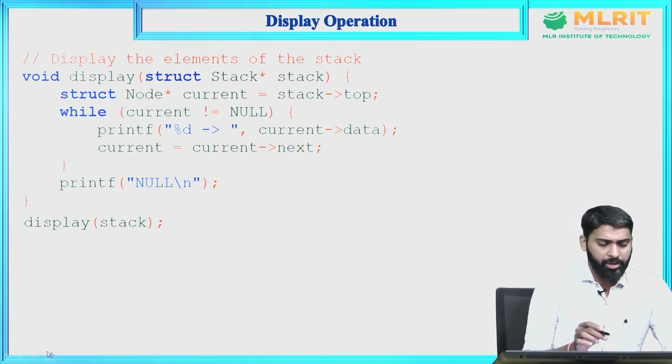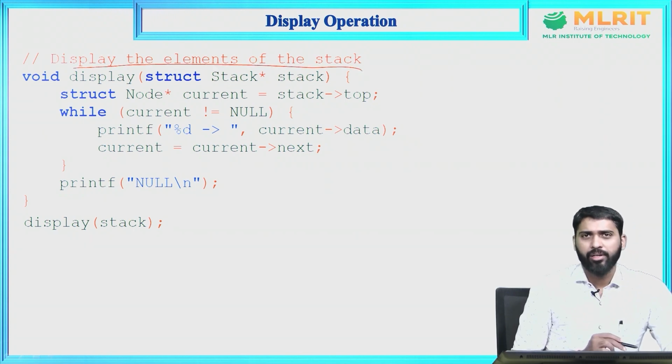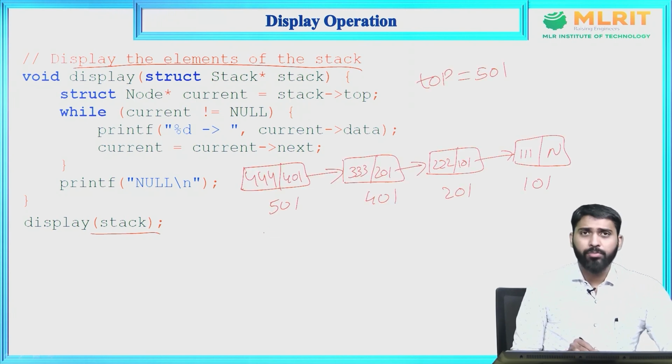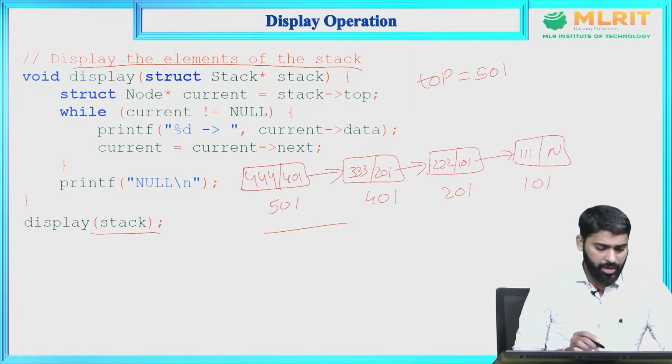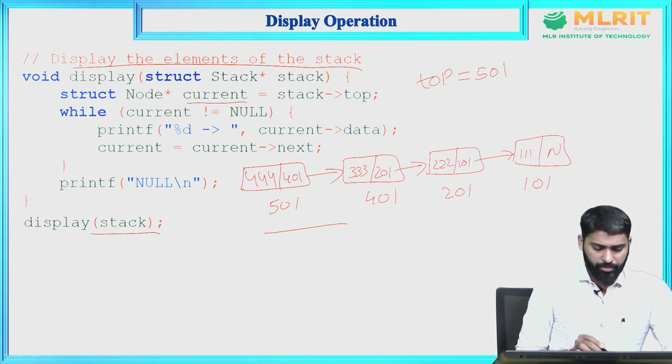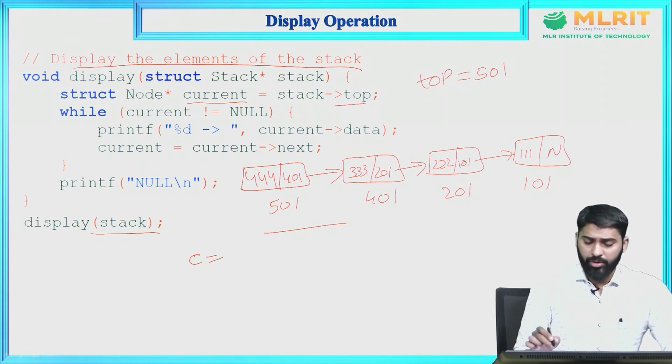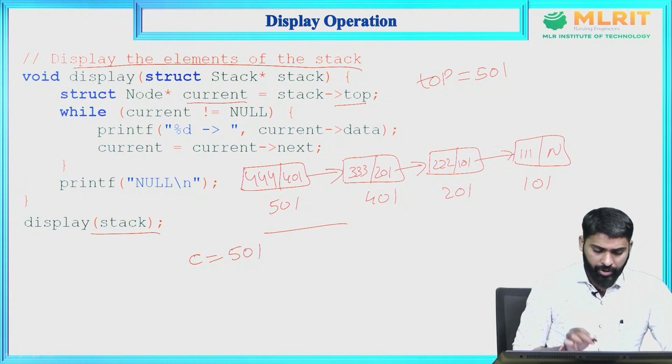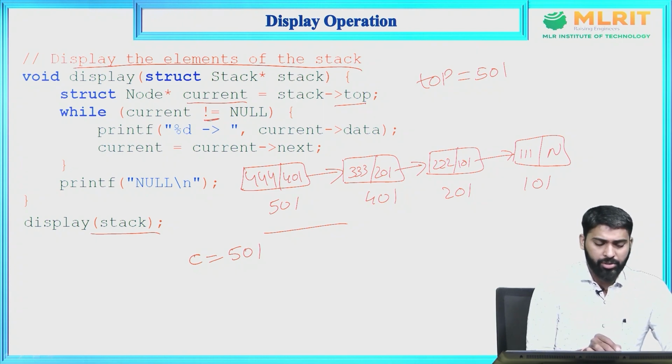The display operation means the purpose is to display the elements of the stack. Okay. Here I call display stack. So let us assume this is the stack. Now we call the display function. So this is the display function. Here I am taking one current variable. So temporary variable. Current equals top. What is the top value? 501 now. Now current not equals null.